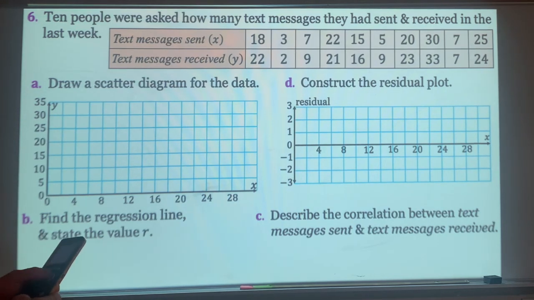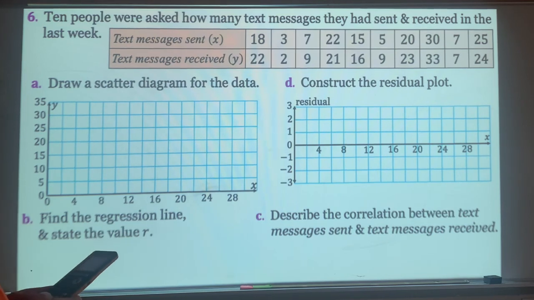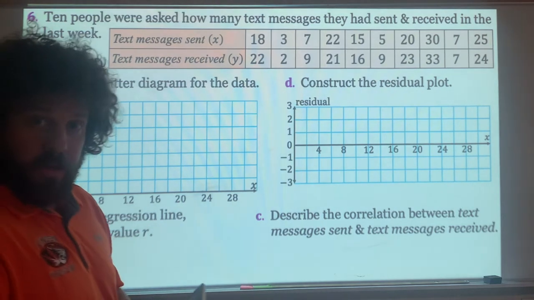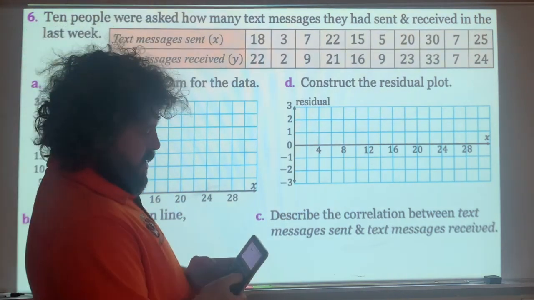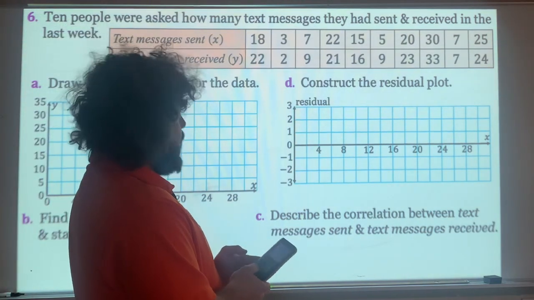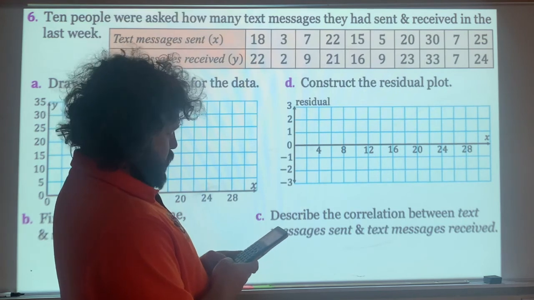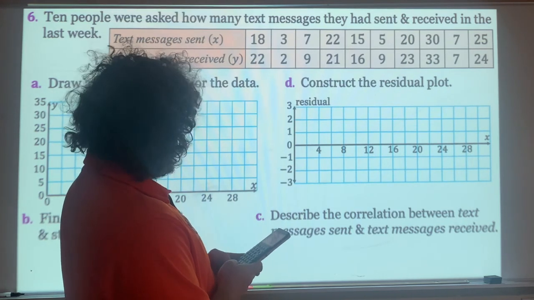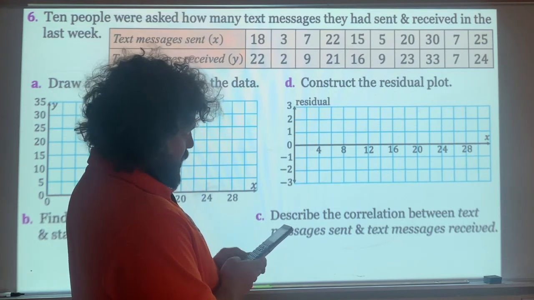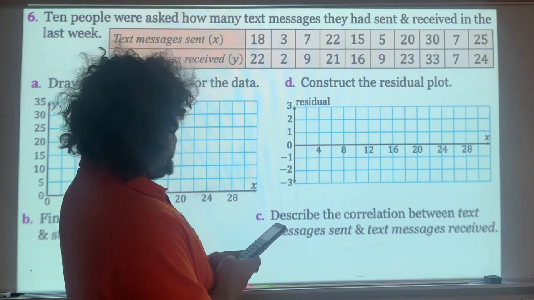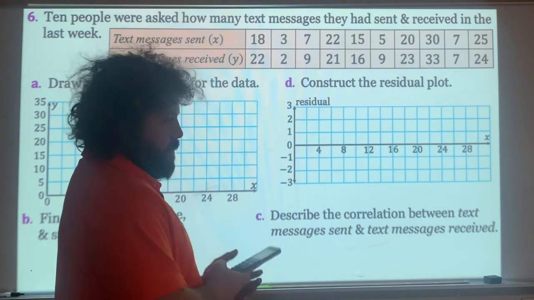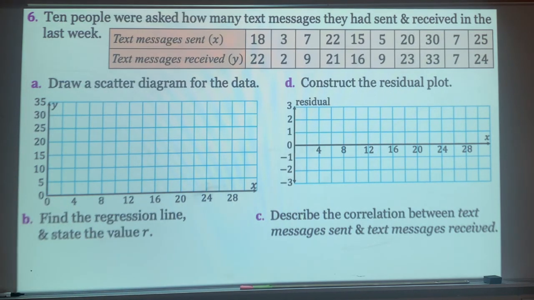So we're going to start with stat edit. Let's do this together. 18, 3, 7, 22, 15, 5, 20, 30, 7, 25. You doing it with me? Come on, teamwork. All right, let's do the second column. 22, 2, 9, 21, 16, 9, 23, 33, 7, 24. All right, scatter diagram should look something like that.